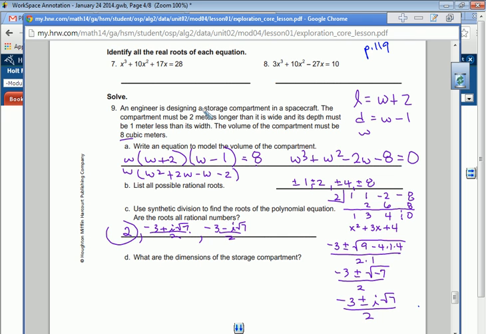So, if we were thinking real world problem, what would the real world answer be? This 2. Okay, so what are the dimensions? Well, we know the width is 2, what were my units? Meters? Okay, so the length would be what? 4 meters. And the depth would be 1 meter. So those are the dimensions of my container. Any questions? So how did we know that 2 was the width? It is my only real answer.